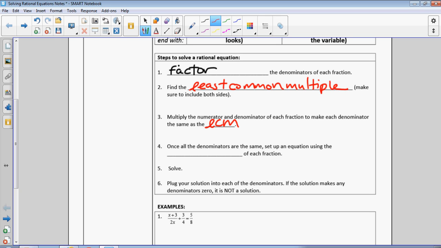And once all of the denominators are the same, you can set up an equation using only the numerators of each fraction. So once we know that the denominators are the same, we can forget about them. So then you'll solve this equation, which has only numerators in it, and you'll plug your solutions into the denominators. And if the solution makes any of the denominators 0, it's not a solution.